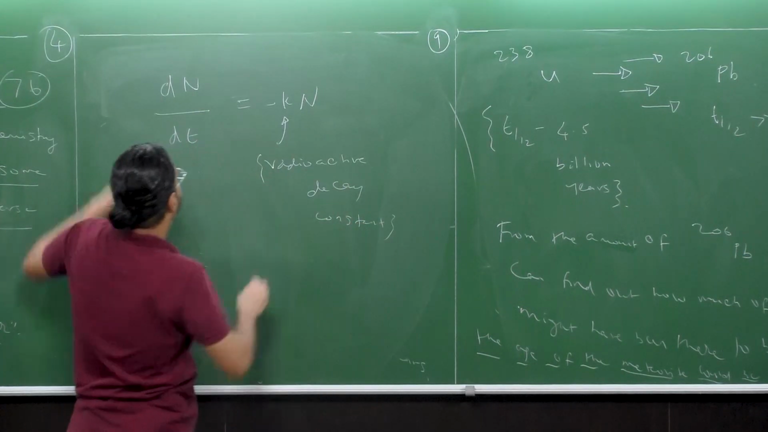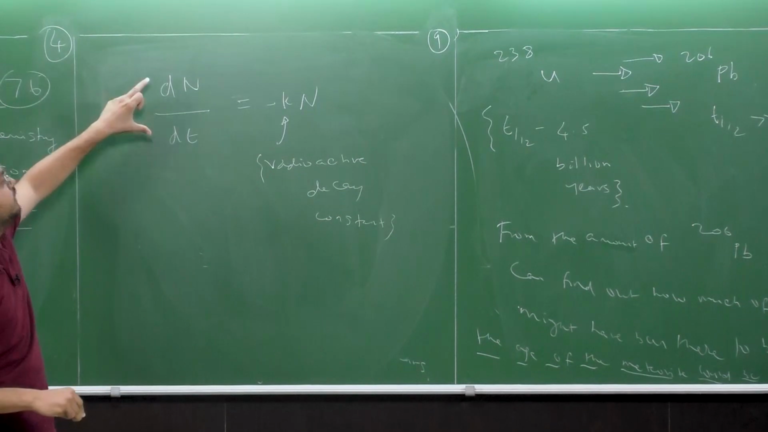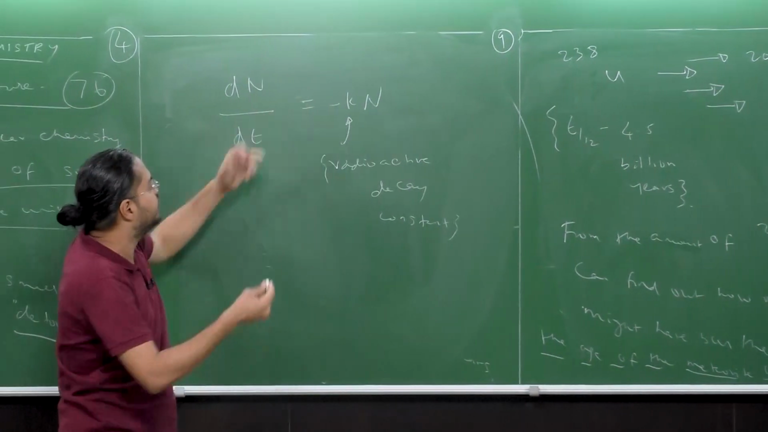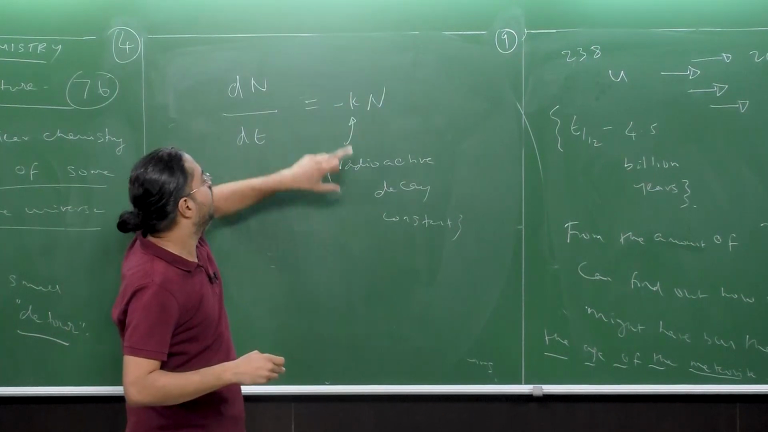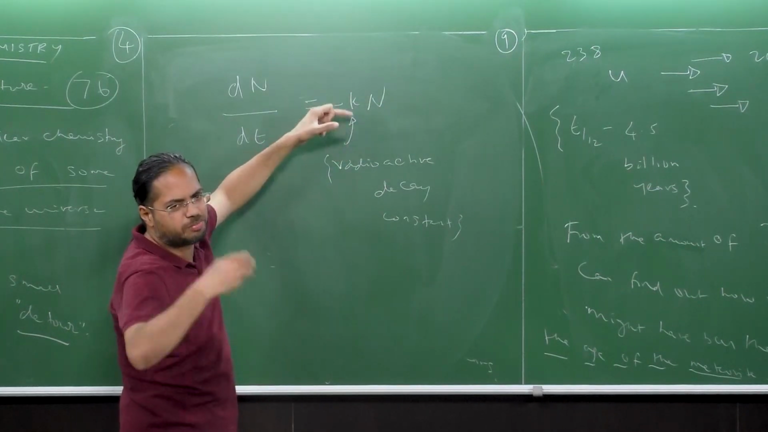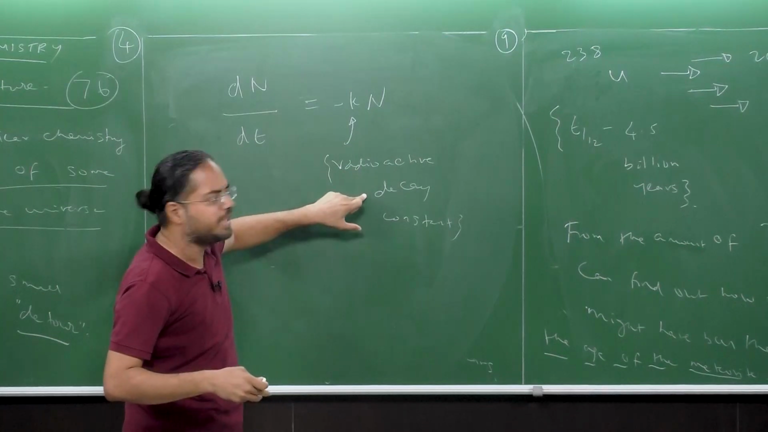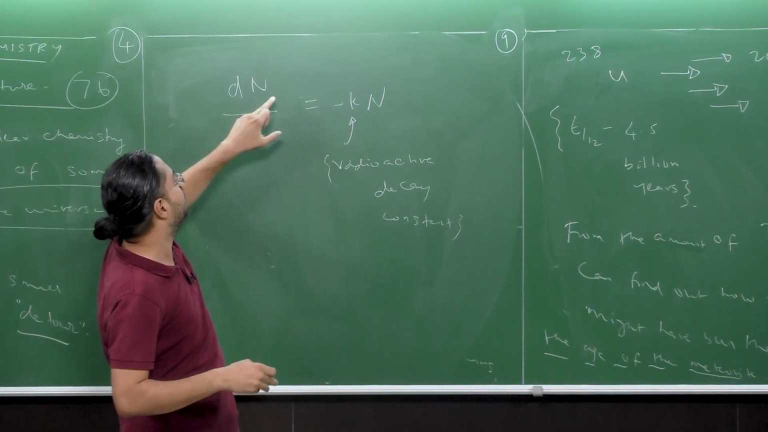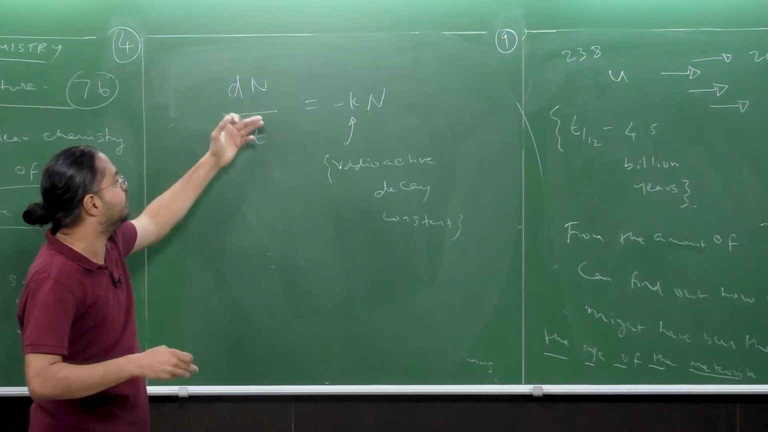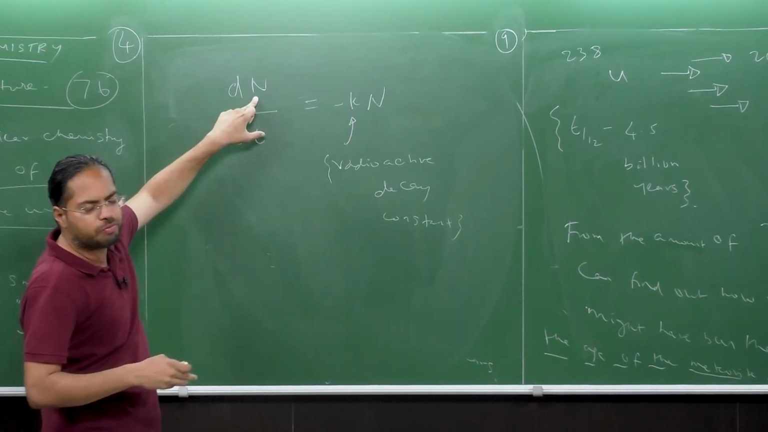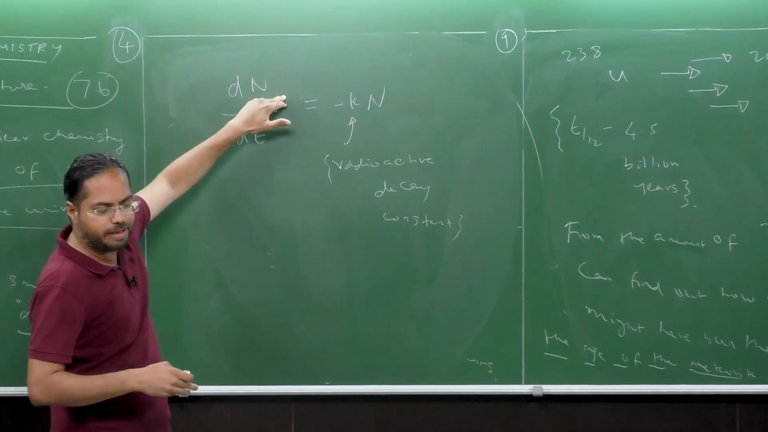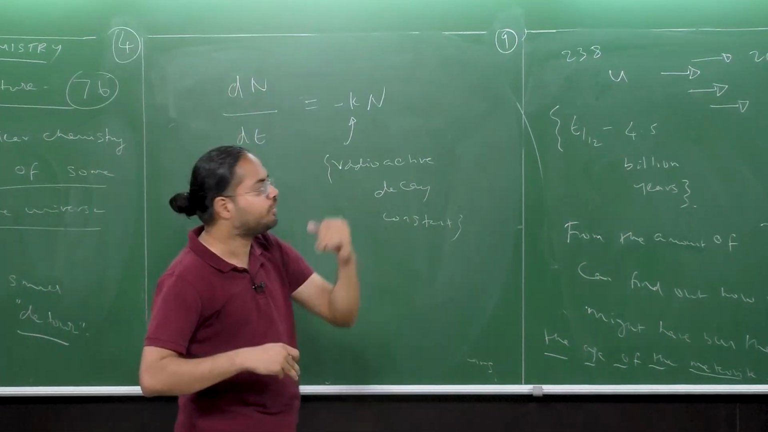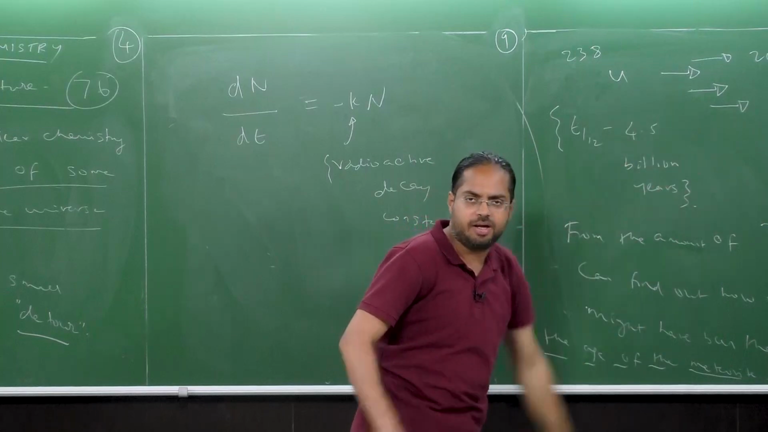So at any given point of time, the number that is changing is proportional to the amount present. The proportionality constant is K, which is called the radioactive decay constant. And there's a negative sign so that, sign-wise, it makes sense. Because when we talk of a change, we talk about final minus initial, and as it undergoes radioactive decay, this decreases.